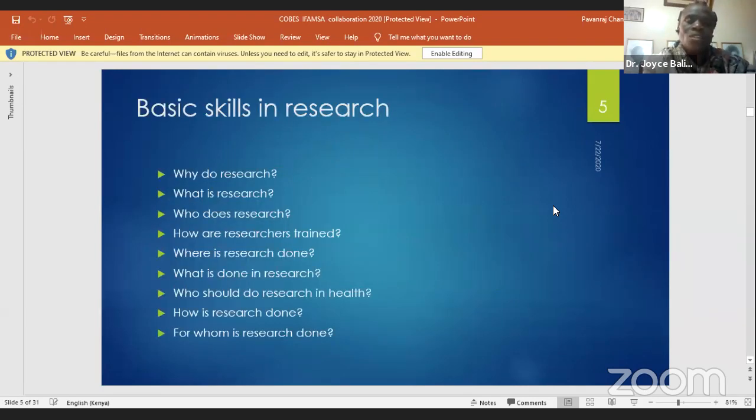Next slide, please. So basically, when we get to such a forum, we ask ourselves basic skills in research. Why do we have to do research anyway as students? What is research? Who does research? How are the researchers trained? Where is research done? What is done in research? Who should do research in health? How is research done? And for whom is research done? I think before we can even talk about basic skills, we have to answer those questions. And I think the next slide should be able to help us understand and answer those questions.